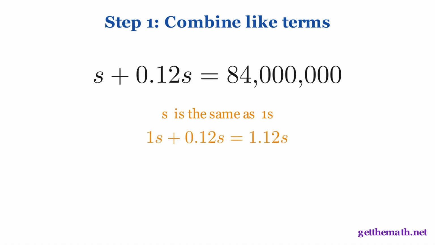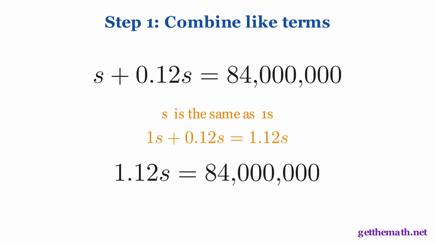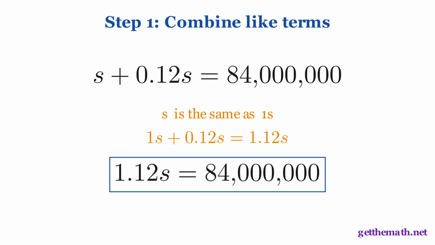Step 1, combine like terms on the left side. S is the same as 1S. So 1S plus 0.12S equals 1.12S. Our equation becomes 1.12S equals 84 million.